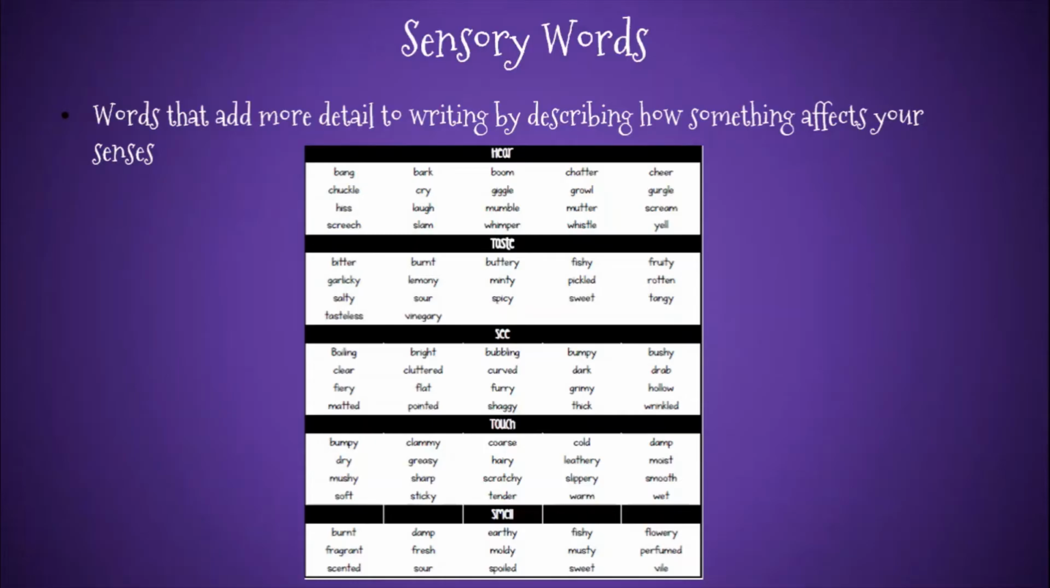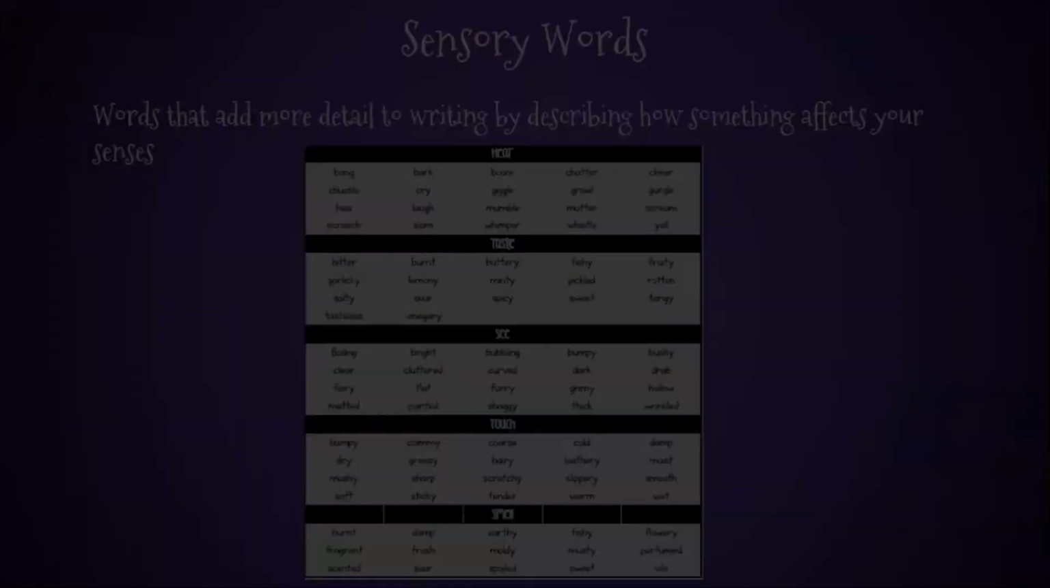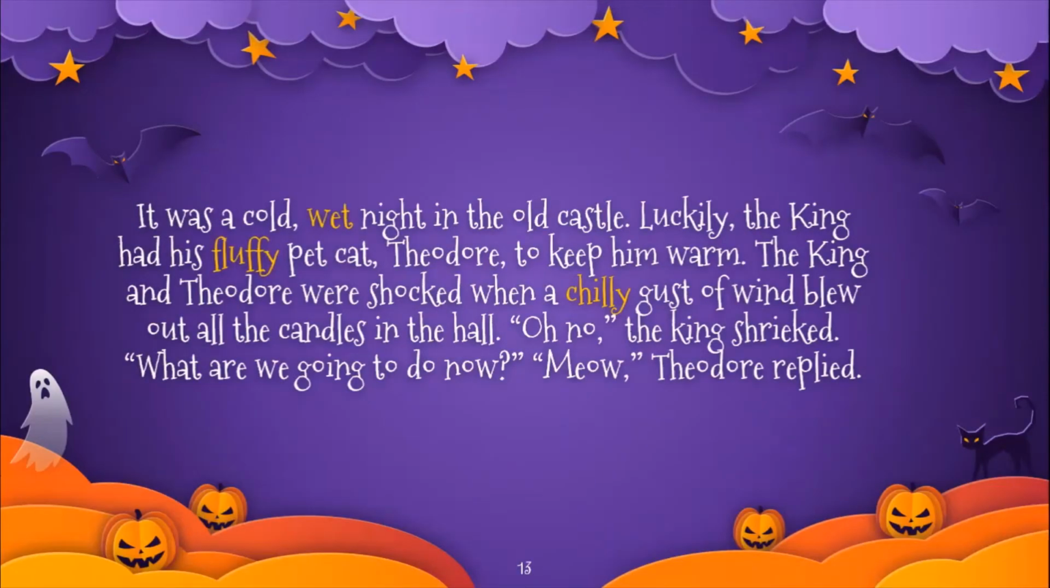Now we're going to visit the example again, both sections, but we're going to add some more sensory words in to really see how they affect the example and how they add so much more detail. So it was a cold, wet night in the old castle. Luckily, the king had his fluffy pet cat, Theodore, to keep him warm.